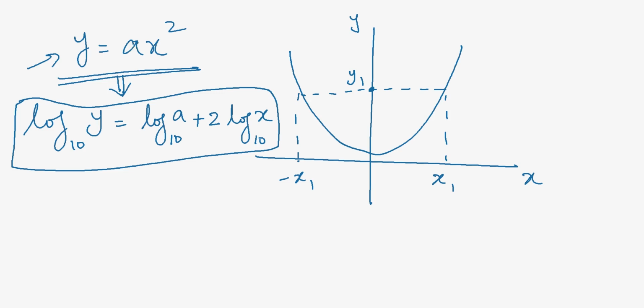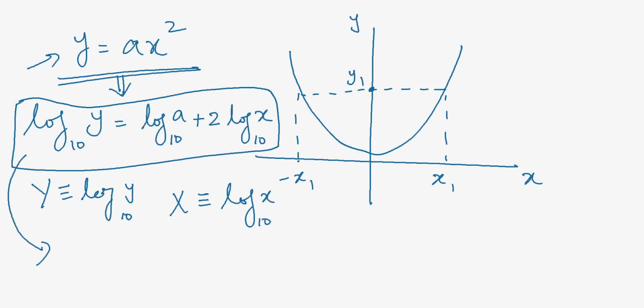Okay, now let's say we call capital Y as log y to the base 10 and capital X as log x to the base 10. This is just a definition we are giving. Then this thing can be written as capital Y equals, this thing also we can call, for the time being, capital A, because it is a real number. So that will be A plus 2 capital X, right?